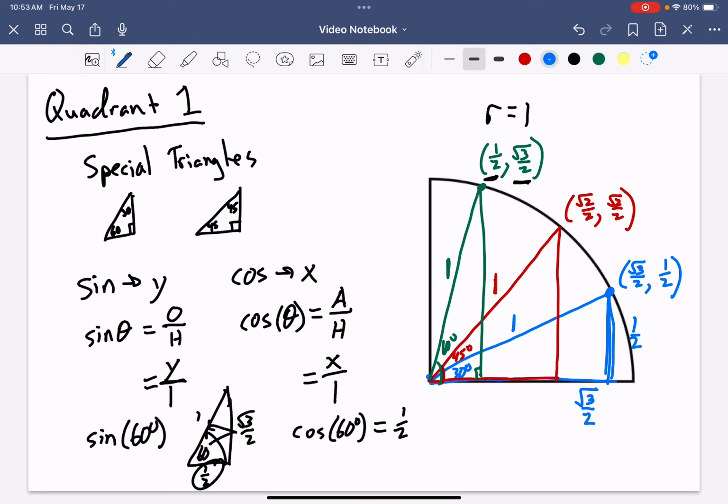So we'll start off with 30 degrees. 30 degrees is pi over 6. 45 degrees is pi over 4. And then 60 degrees is pi over 3. And so what we need to do eventually is get comfortable knowing this unit circle.